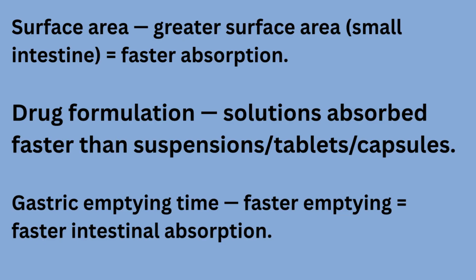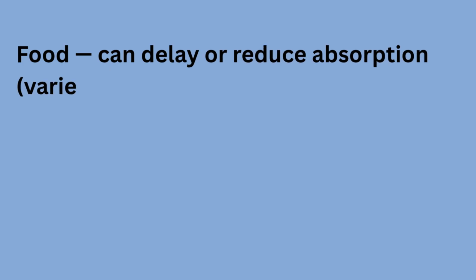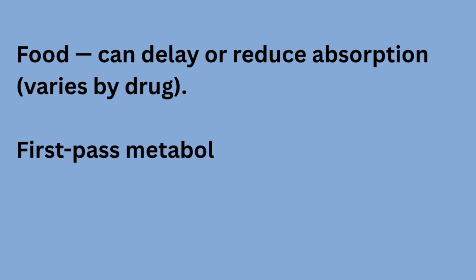Then there's gastric emptying time. Since most absorption happens in the small intestine, the faster the stomach empties its contents into the intestine, the faster the drug gets absorbed. Food can also affect absorption. Sometimes it delays it, sometimes it reduces it, and for a few drugs, food can actually enhance absorption. It really depends on the specific drug.